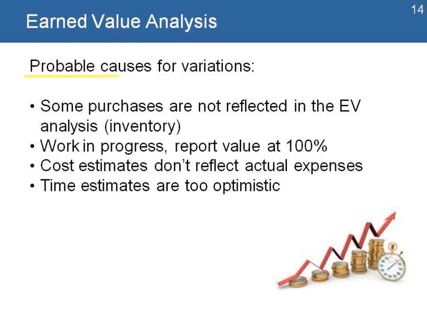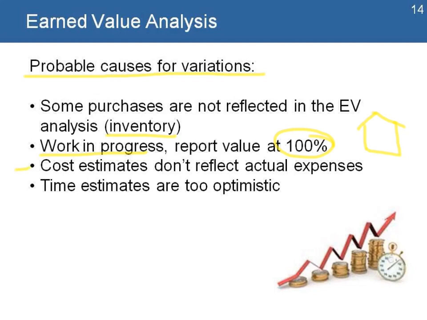Here are some probable causes for those variations. Some purchases are not reflected in the EV analysis, such as inventory. The project could have bought a lot of building materials that are in storage and are not part of the calculation of the EV analysis. Then the project manager can also look at the work in progress. The EV analysis could be reporting value at 100%, meaning that it's only a value when the health center is complete. It's not a value when it's half complete.